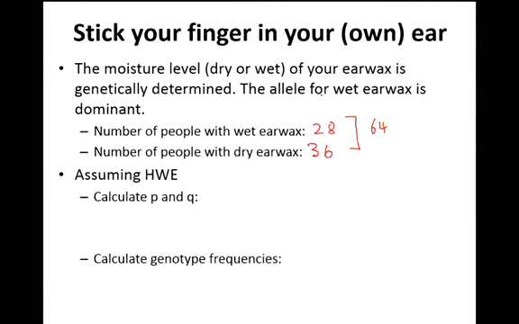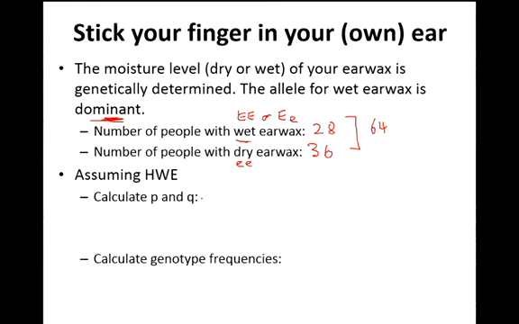The people with wet earwax could either be big E, big E, or big E, little e. The people with dry earwax would be homozygous recessive, because the wetness is dominant. So how would we work out this frequency then?